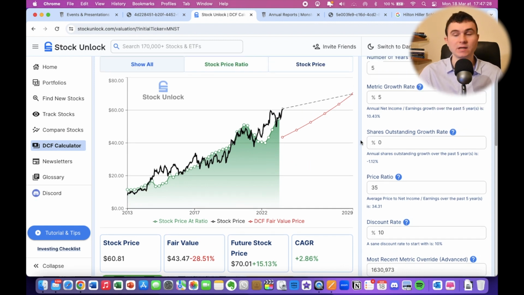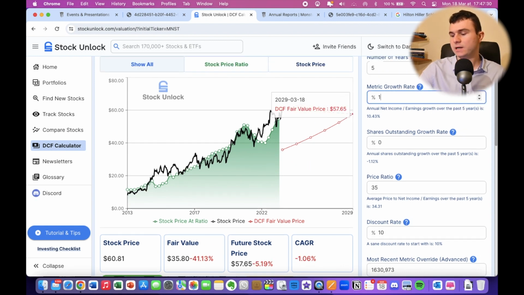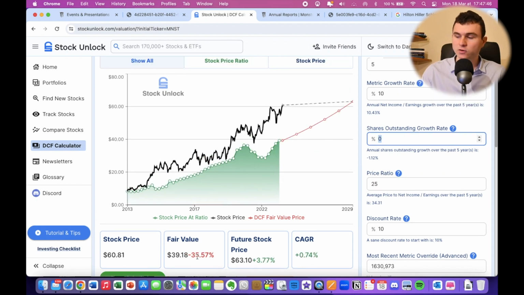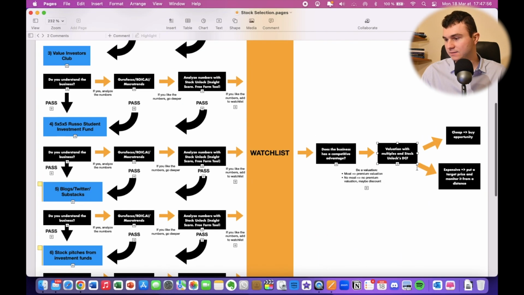That's your estimations. But if you want my guess, that's personal. If for me, I want a P/E of 25, it's 30% overvalued. And if there is some buyback, it's again 30% overvalued. So definitely overvalued for me, and it's a pass. You go back to your template. If it's cheap, it's a buy opportunity. And if it's expensive, you put a target price and monitor it from a distance.